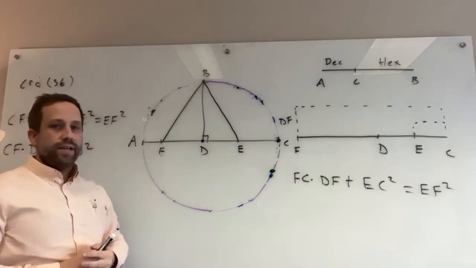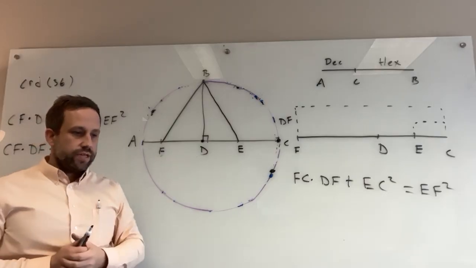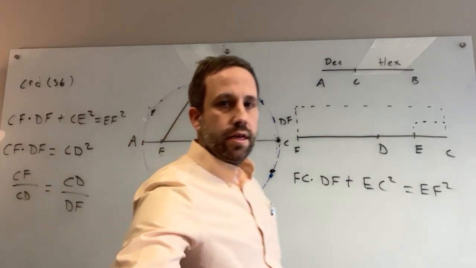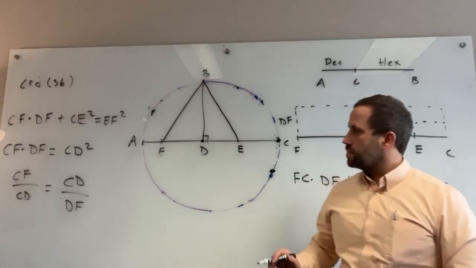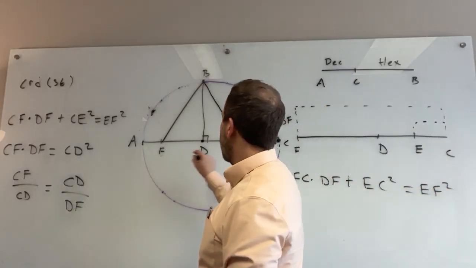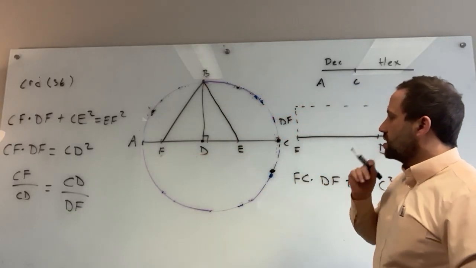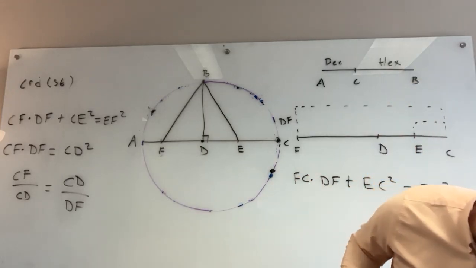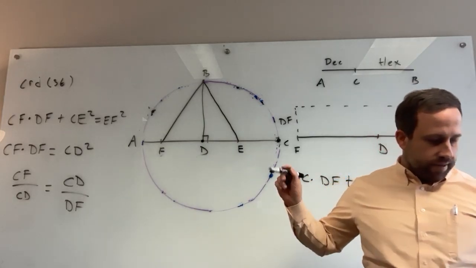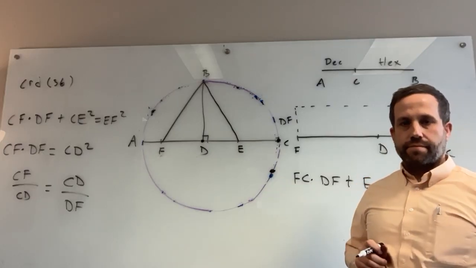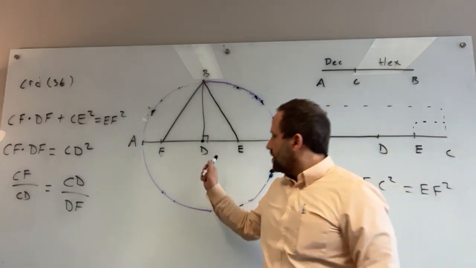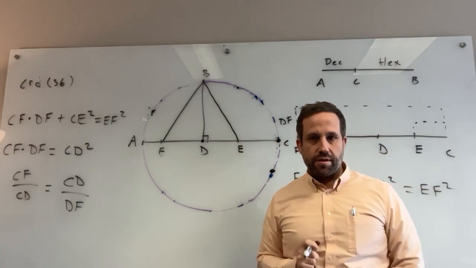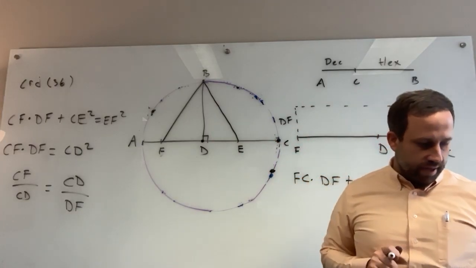So then DF is a side length of a decagon inscribed in this same circle. DF, or FD, however you want to say it, is the side length of a decagon inscribed in this same circle. Sorry about that, I got a little tongue-tied there.